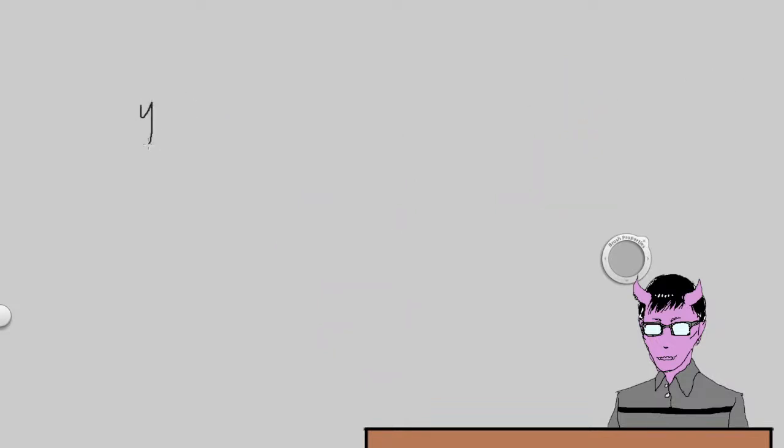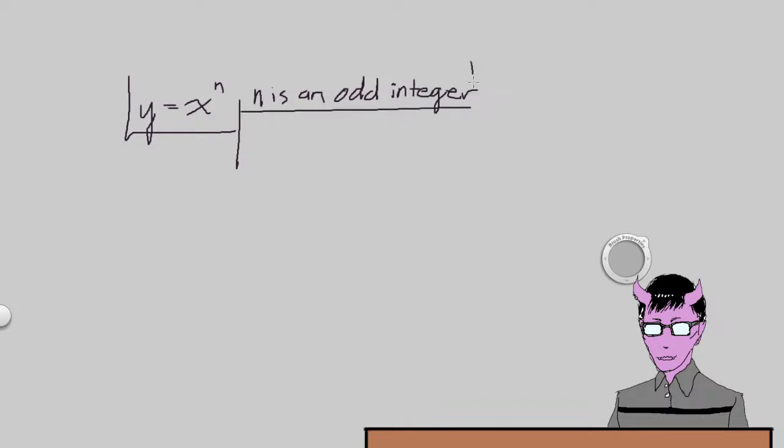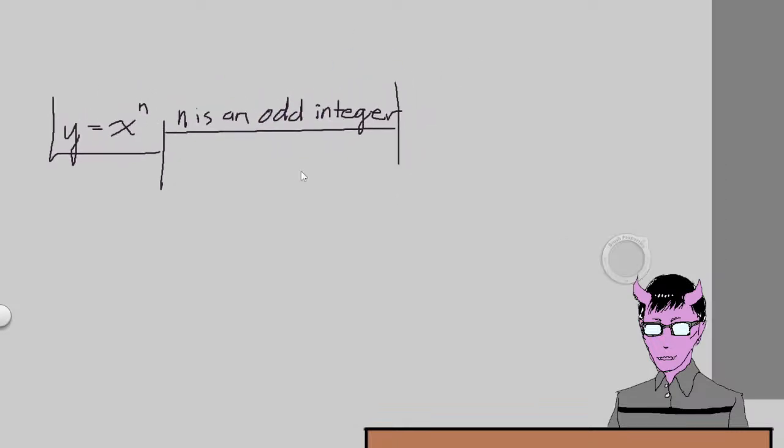So again, if y is equal to x to the power n, and n is an odd integer. Let's do integers for now, because if you have a fractional exponent, that leads to other shenanigans. So we're strictly talking about integers. If n is an odd integer, then you have the typical linear function end behavior.